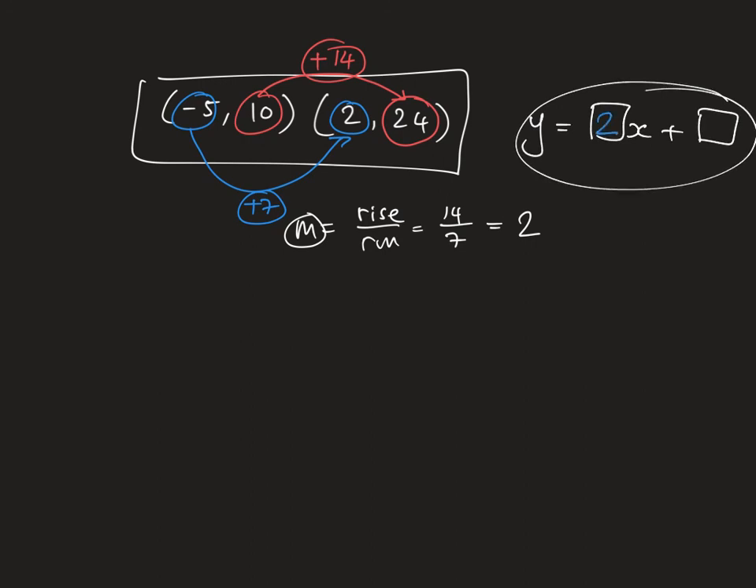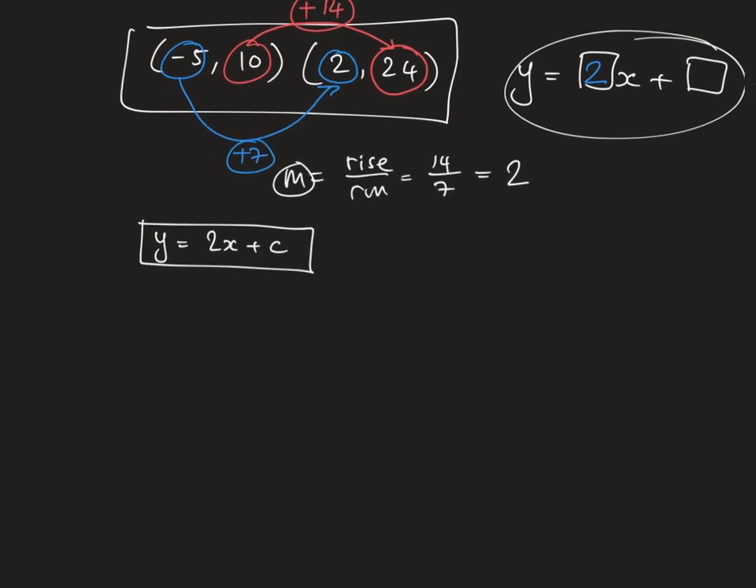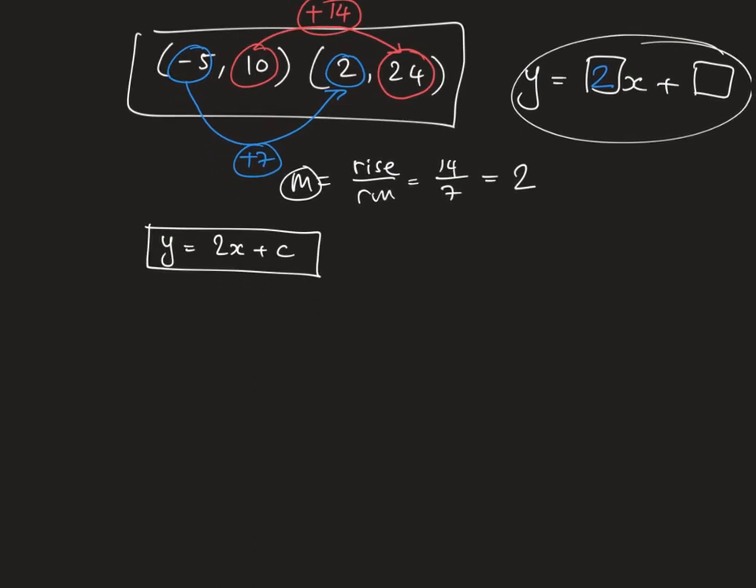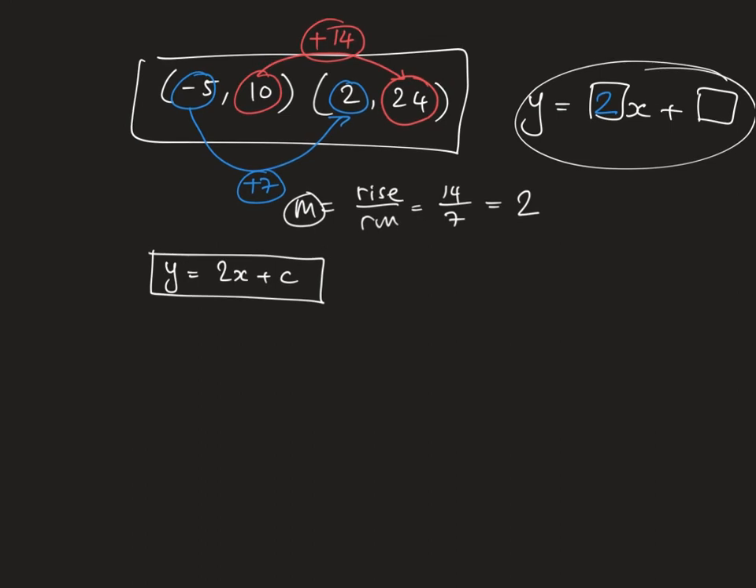Now again, how do we find the y-intercept? Well, I have my little equation, y equals 2x plus c. We don't know what c is yet. I'm going to substitute one of those coordinates in here. In the last question, I substituted the first one, but I'm going to substitute the second one here. I'm going to substitute the point (2, 24) into that. Remember, this is my x here, so I'm going to substitute that into my x, and my y is 24.